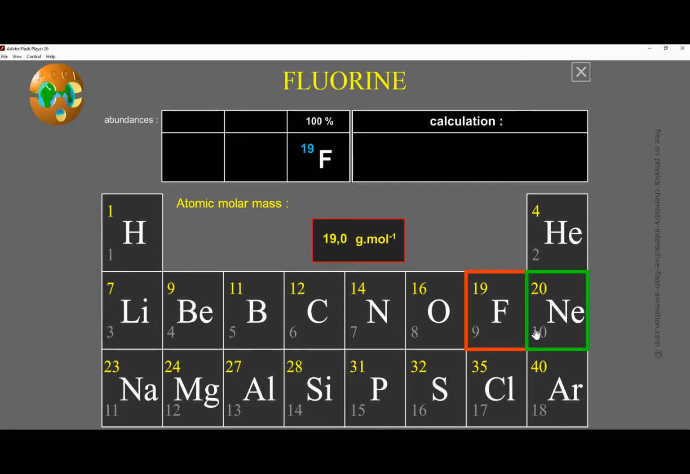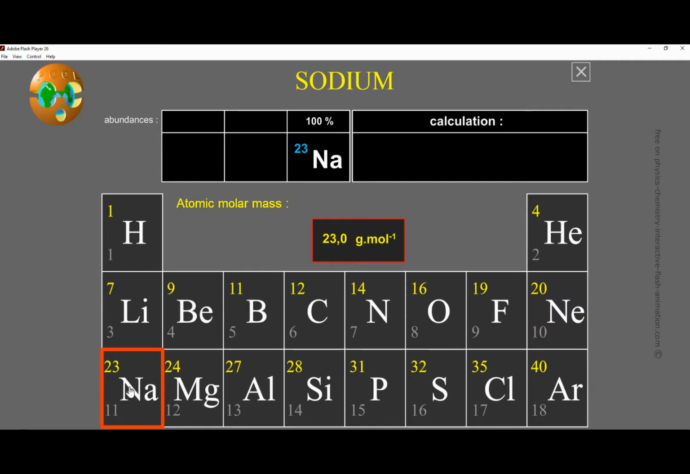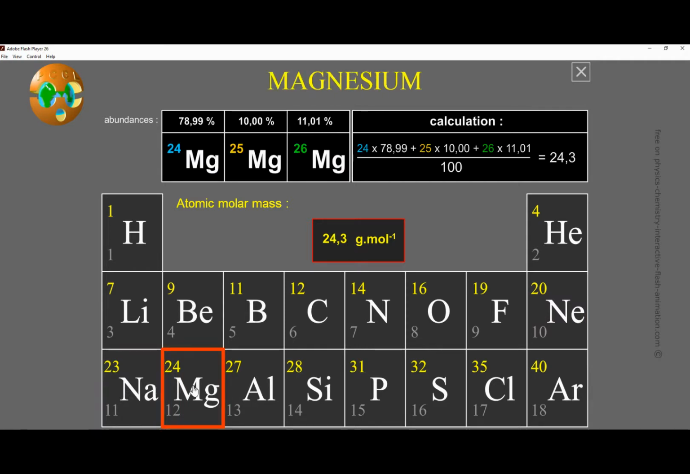Fluorine, there's only 1 isotope, so it'll be 19.0. Neon, because quite a chunk, 10% is from the heavier isotopes compared to neon-20, the molar mass for an average atom will be 20.2 grams per mole. Sodium, there's only 1 isotope, so it's dead easy, no calculation. Magnesium, 3 isotopes, and actually quite a chunk, more than 20%, are from heavier isotopes. So you'll notice that the molar mass is higher than 24, which is the most common isotope, is 24.3.